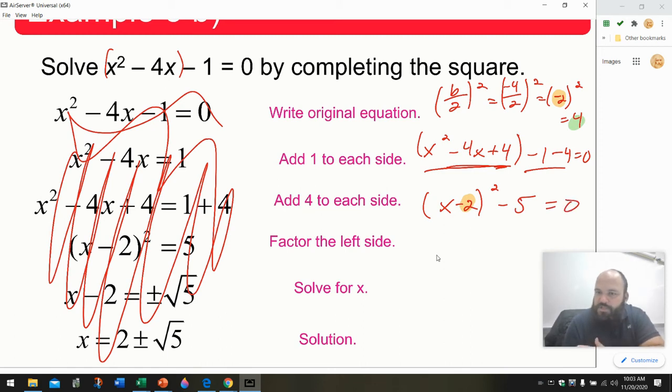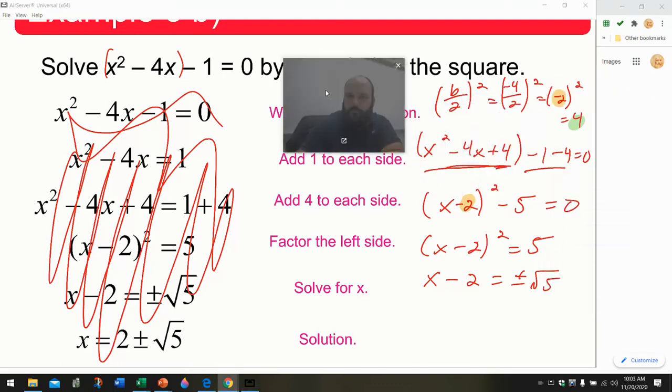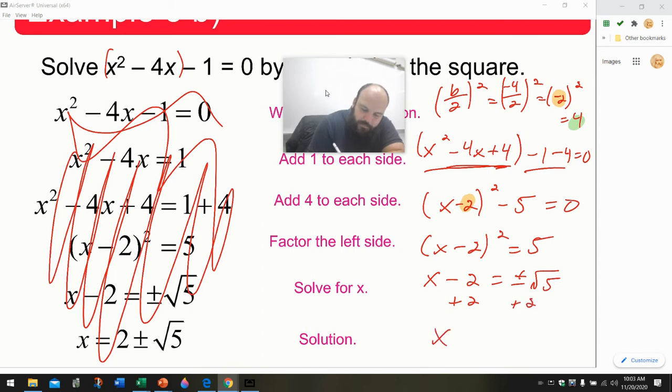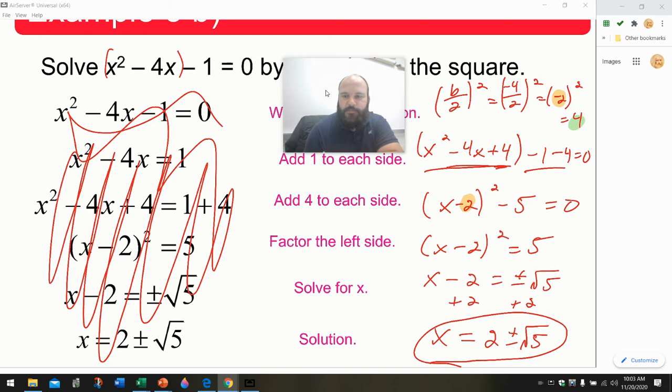From there, we just solve it by moving the 5 to the other side, square rooting both sides. Don't forget about your plus or minus. And then we're going to add 2 to both sides. And that can't combine with the 5, so we just end up with 2 plus or minus root 5, just like that. And there are our 2 solutions.